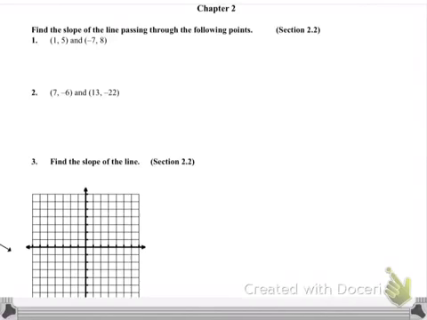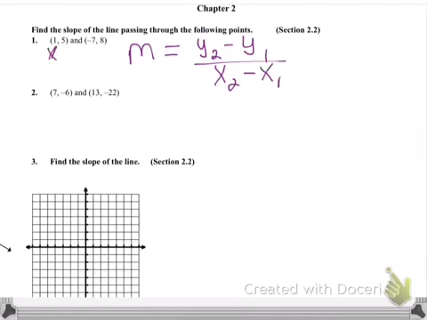Find the slope of a line passing through these points. You should memorize this formula. It says m equals y2 minus y1 over x2 minus x1. Some people like to label x1, y1, x2, y2, and then you just plug them in. Watch your signs here. y2 is 8 minus y1, which is 5. x2 is negative 7 minus x1, which is 1.